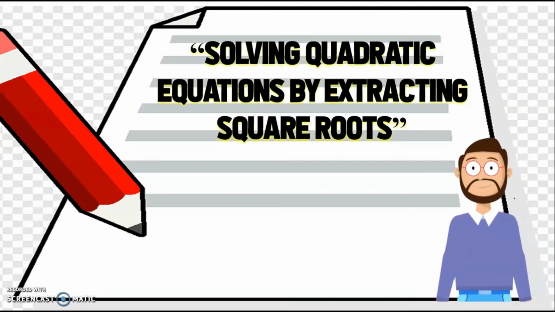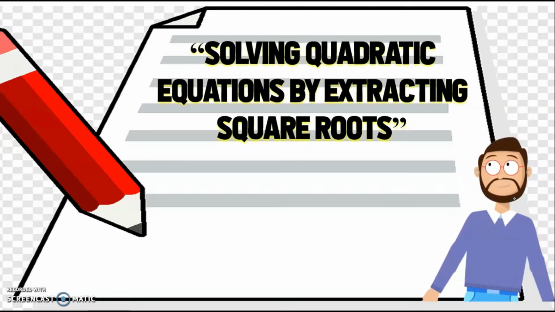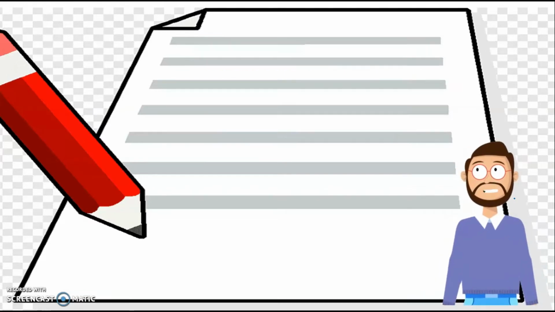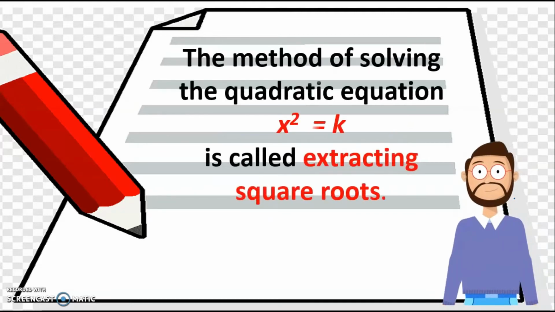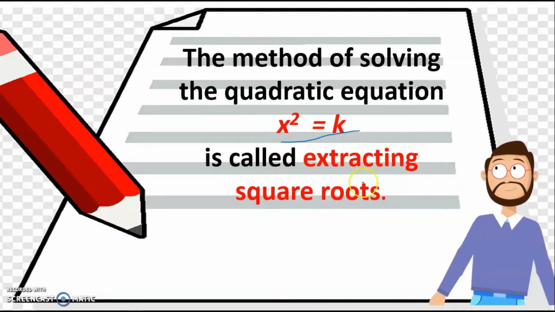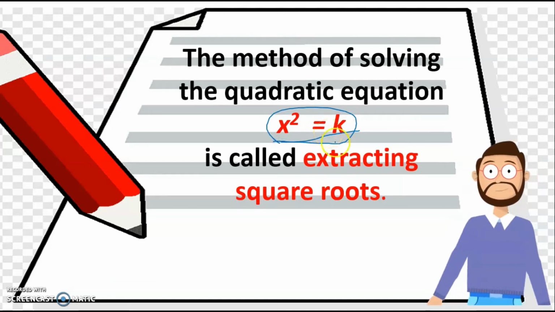Extracting square roots is one of the methods of solving quadratic equations, and I think this method is the simplest among them. However, this method is not applicable to all quadratic equations. The method of solving the quadratic equation x squared equals k is called extracting square roots, where k represents any real number. This means that all quadratic equations that can be written in the form x squared equals k can use this method.